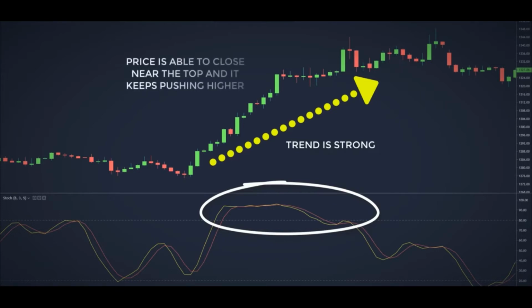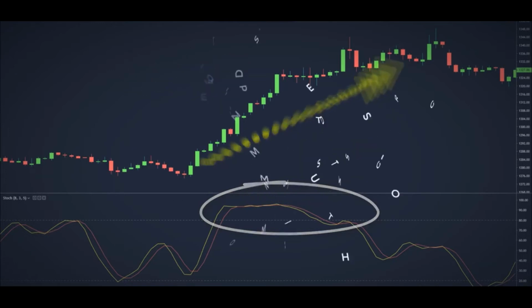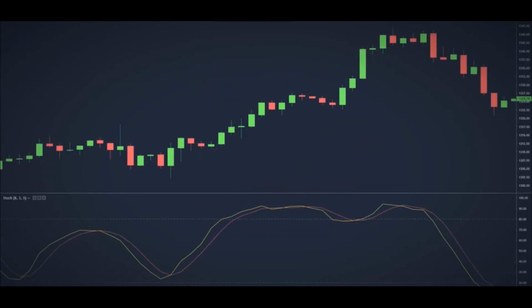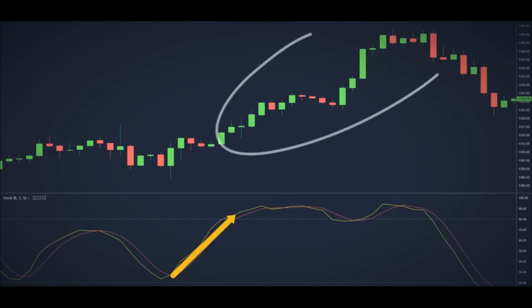A high stochastic means that the price is able to close near the top and it keeps pushing higher. A trend where the stochastic stays above 80 for a long time signals that momentum is high and not that you should get ready to short the market. You see this concept on every chart. The price enters an overbought area during a strong trend and stays overbought for a long period.